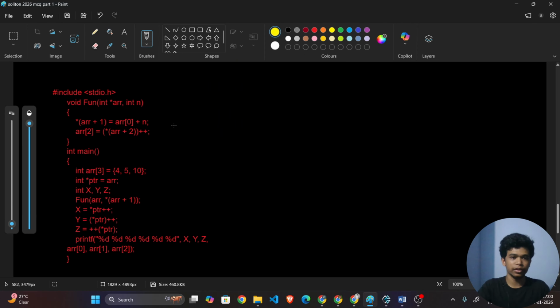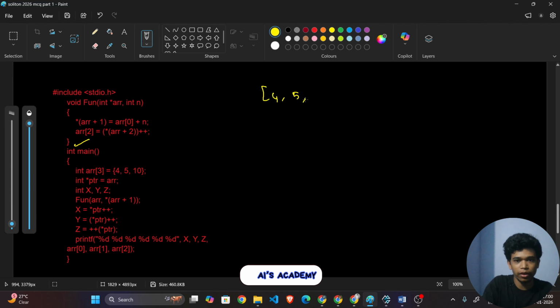Now see this question. These kinds of questions are coding questions. They will give you a C program, and they ask you either to find the errors or to find the outputs. So see this question. They have given some function, then they have given the main function. Inside that I have an array: 4, 5 and 10. What are the indices? 0, 1, 2.